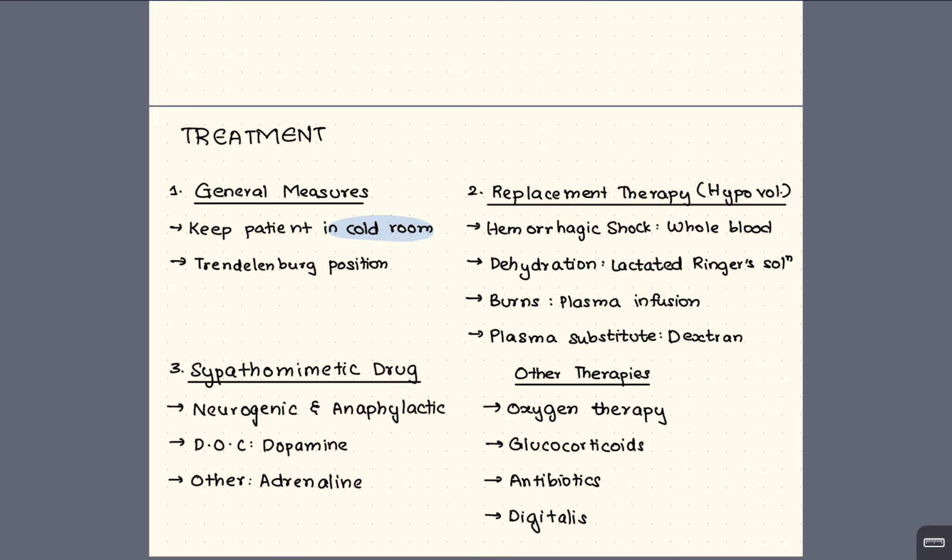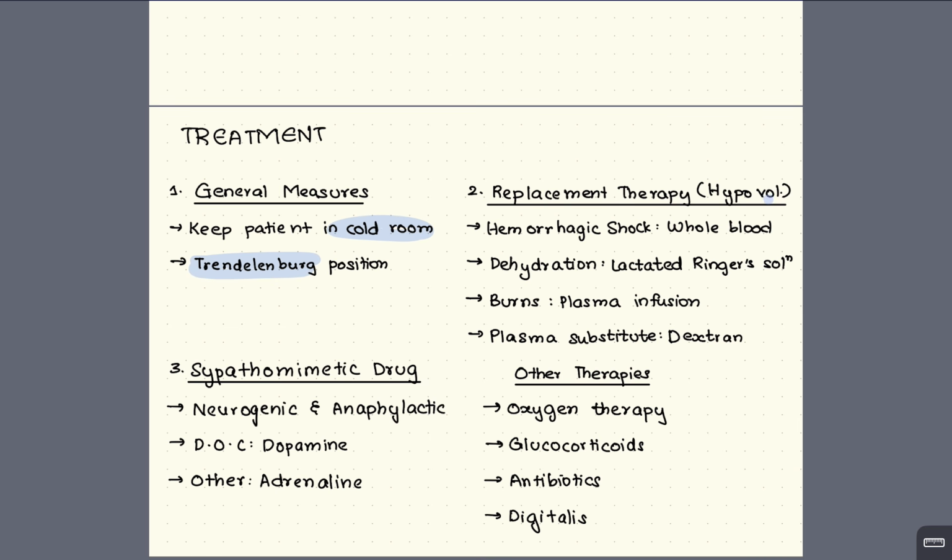Okay, then is the Trendelenburg position. In the Trendelenburg position, what happens is you raise the patient's legs by 6 to 12 inches. So this increases the blood flow towards the heart. Okay, so that's all about the general measures.